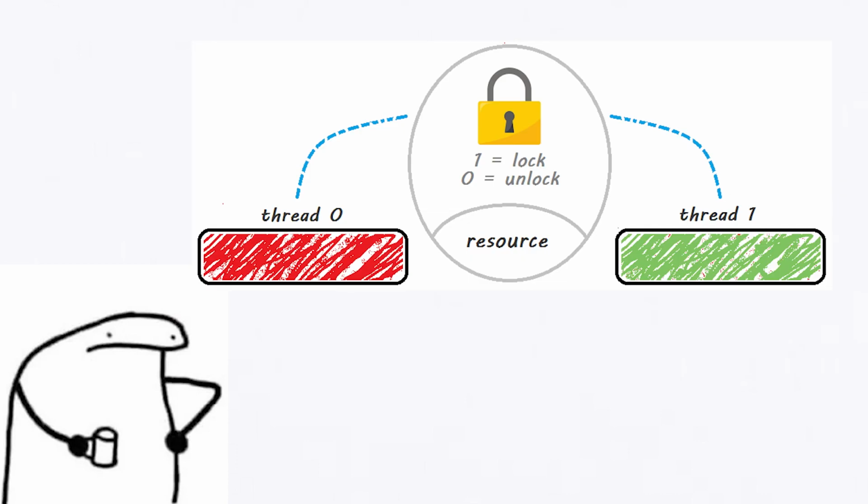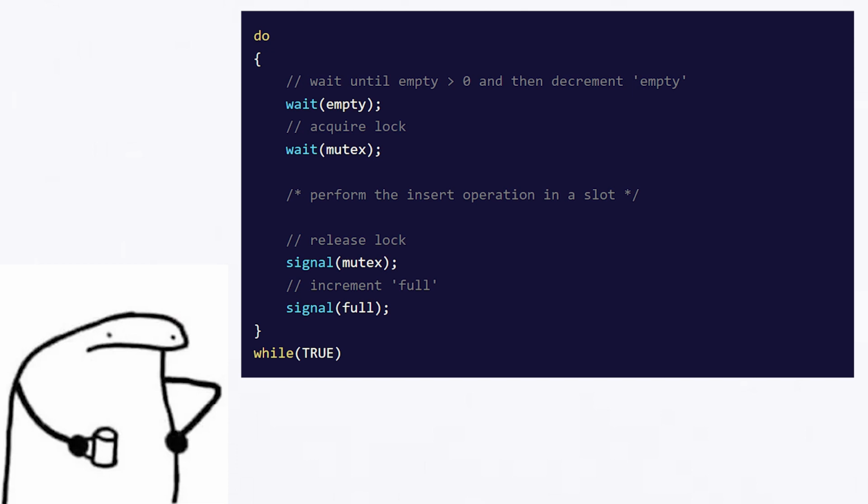Then it acquires a lock on the buffer so that the consumers can't hit it until the producer finishes its job. The lock is then released and the value of full is incremented because the producer has just filled the slot in the buffer. Same thing for the consumers, but the other way around.